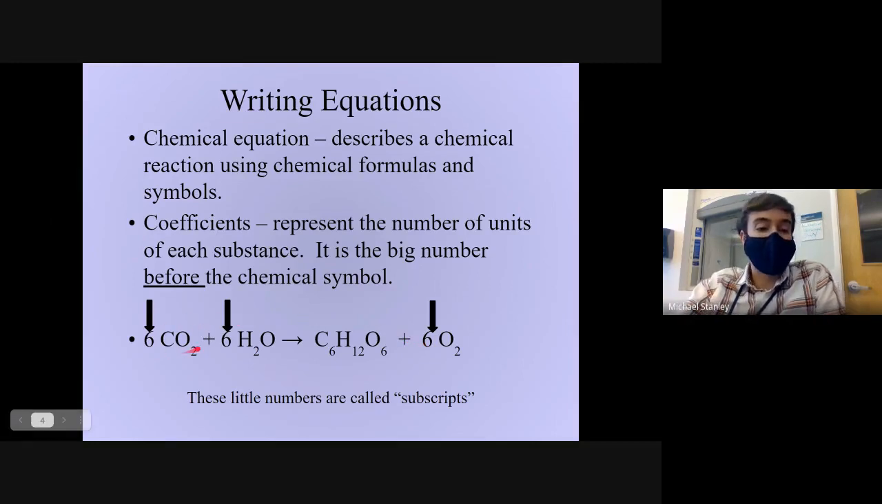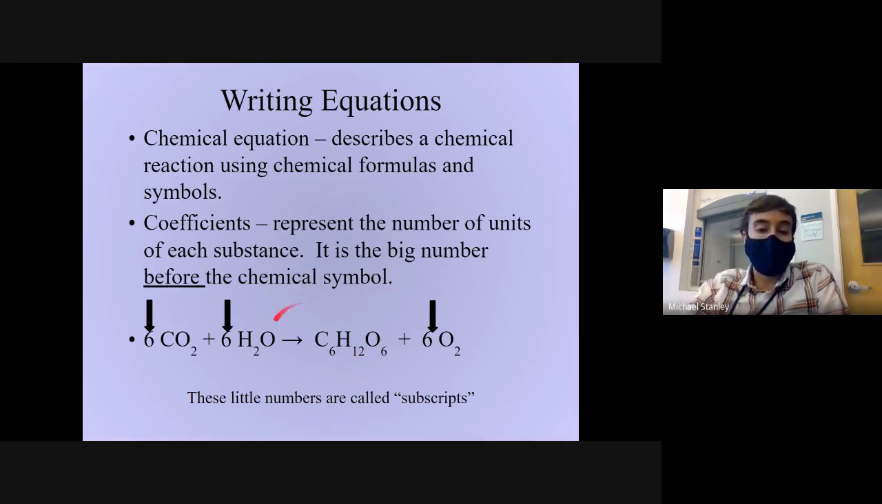So for example, we don't just have a CO2 molecule in this reaction, we have 6 CO2 molecules. We don't just have one water molecule, we have 6 water molecules. We don't just have one O2 molecule that's produced in the reaction, we have 6 O2 molecules. The only thing that we do have one of is our glucose molecule right here.